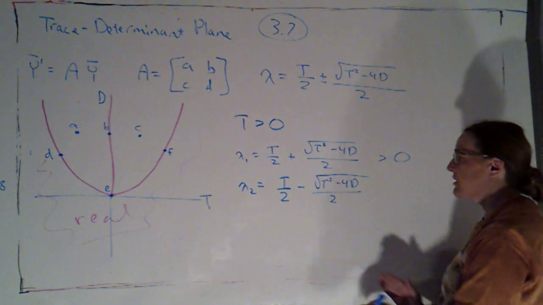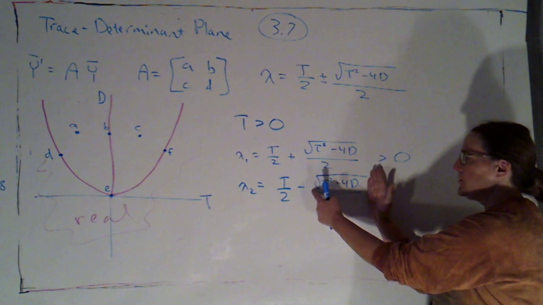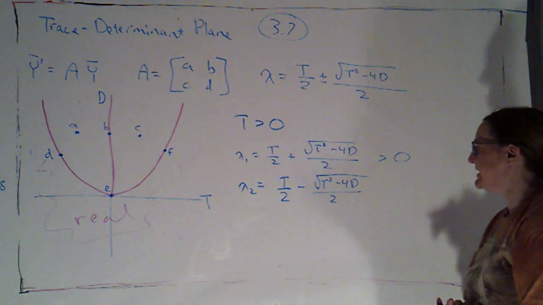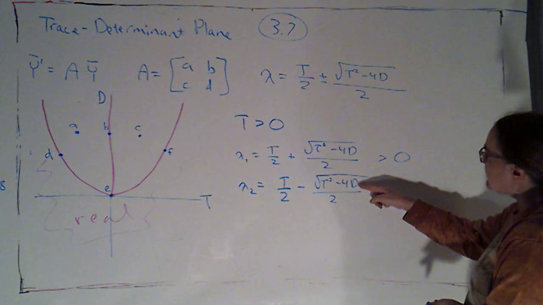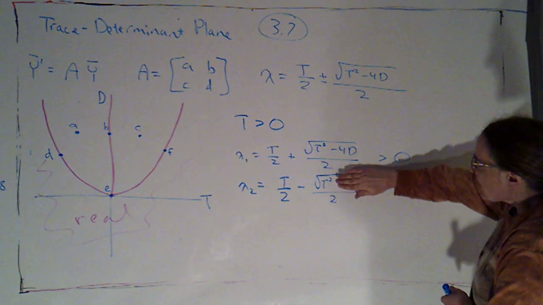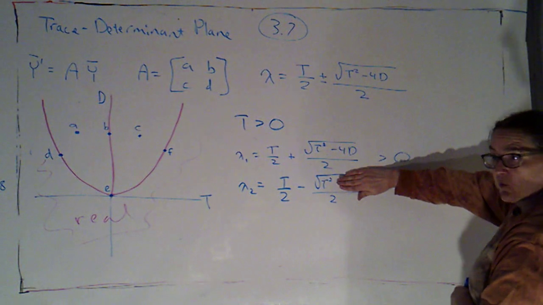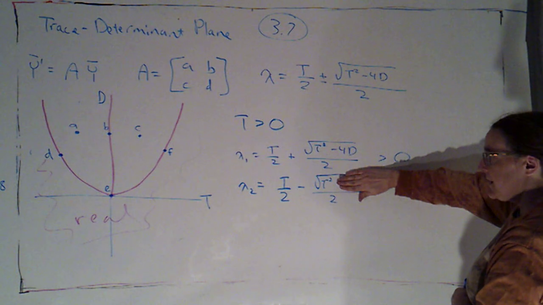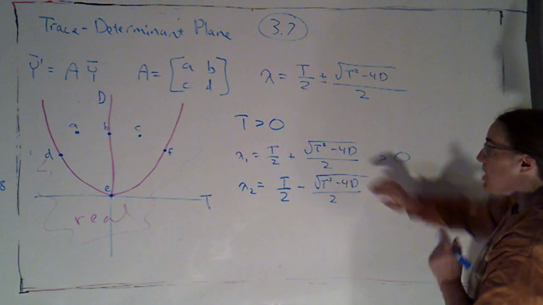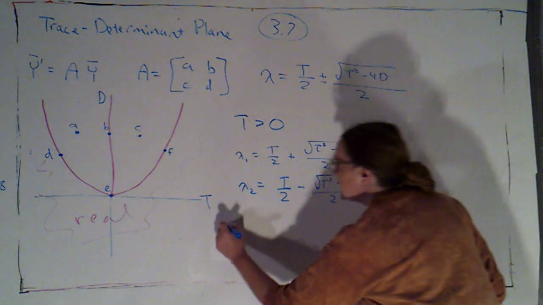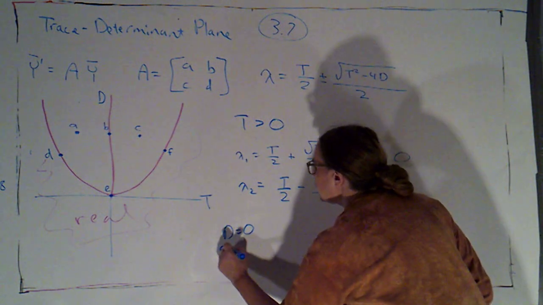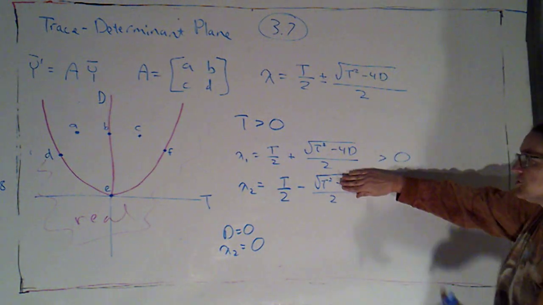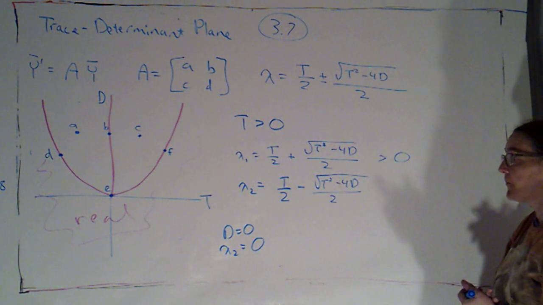That's going to be determined by whether root t squared minus 4d is bigger than or smaller than t. Notice, if d is 0, this just becomes the square root of t squared, which is the absolute value of t, which since t is positive is just t. So if d equals 0, then lambda 2 will just be 0, because this will reduce to t over 2 minus t over 2, and I'll get 0.